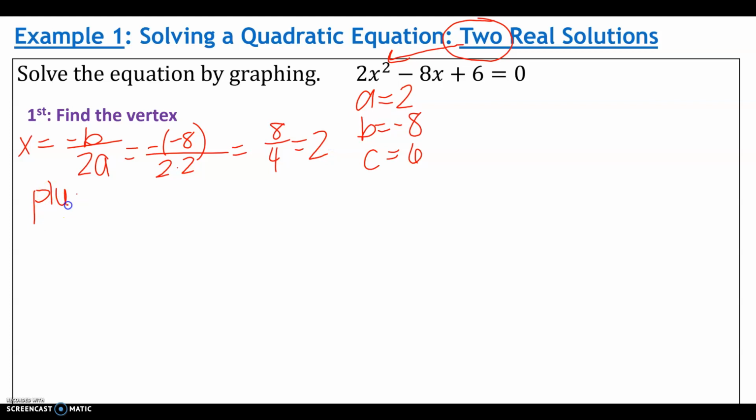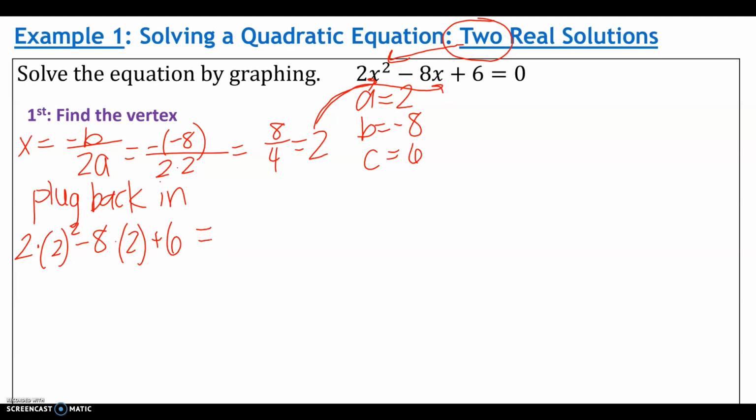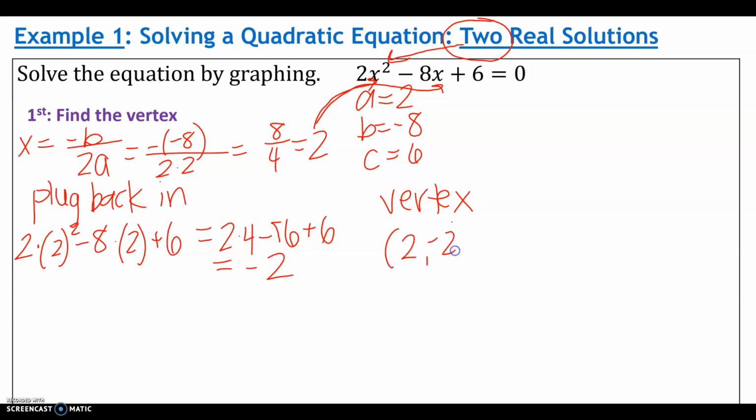So now we're going to plug back in. We're going to take our 2, plug it in for x, here and here. So 2 times 2 squared minus 8 times 2 plus 6 equals. Now if you follow PEMDAS, you would get 2 times 4 minus 16 plus 6. Keep working left to right, and it looks like you would get -2. So our vertex, like I said, the most important point of any parabola, is (2, -2).